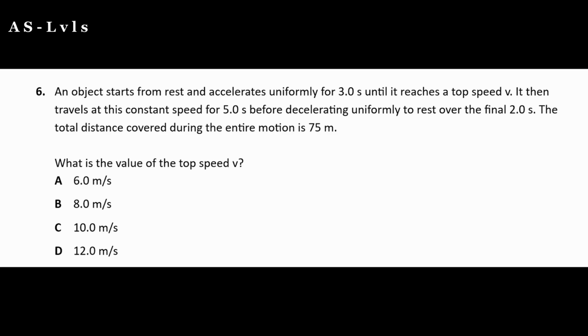Question 6. An object starts from rest and accelerates uniformly for 3.0 seconds until it reaches a top speed v. It then travels at this constant speed for 5.0 seconds before decelerating uniformly to rest over the final 2.0 seconds. The total distance traveled during the entire motion is 75 meters. What is the value of the top speed v?